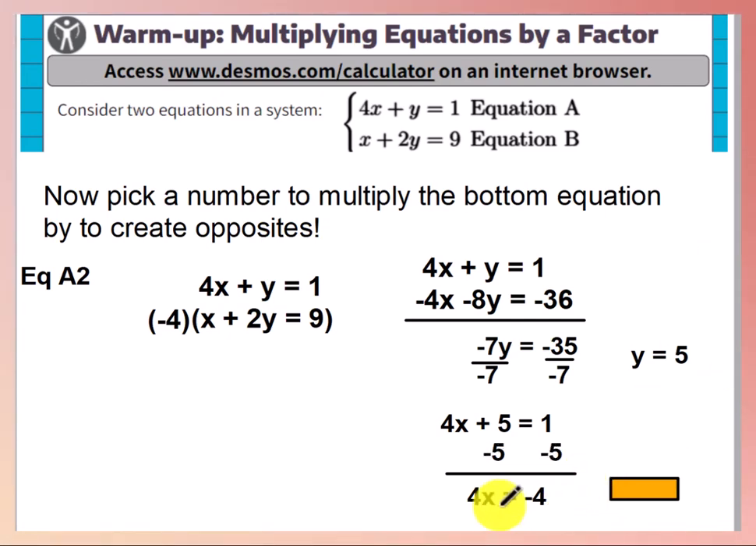The last step is to divide both sides by 4. 4 divided by 4 is 1. 1x equals negative 4 divided by 4 is 1, but now you have a negative and a positive. That's going to give me a negative number. So x is equal to negative 1. We have our y and we have our x. You can write it this way, or you can write it as a coordinate pair, negative 1, 5.